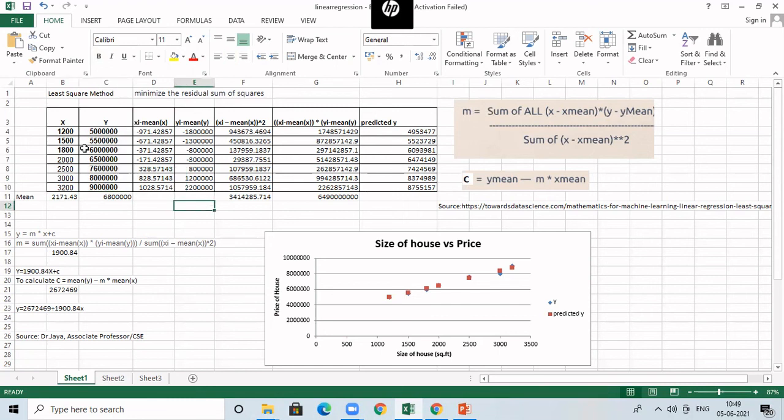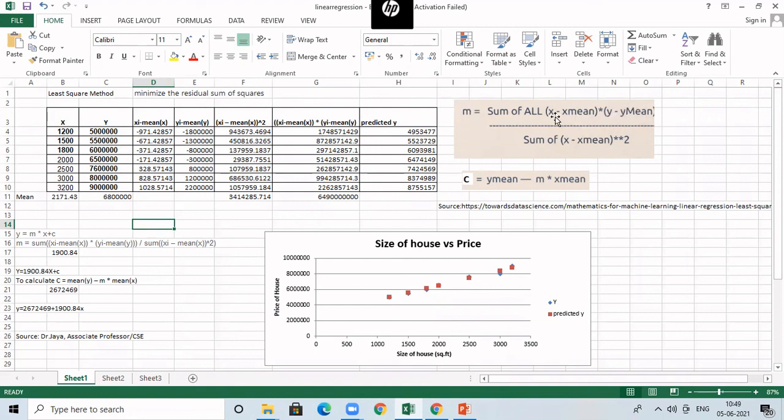This is our training set. The training set consists of only two columns. X is the input feature column and Y is the target class, what we want to predict. This is a predictor variable. And now we are going to find this particular M first.